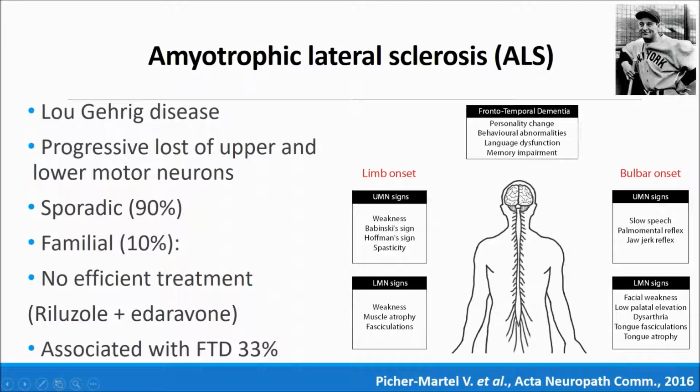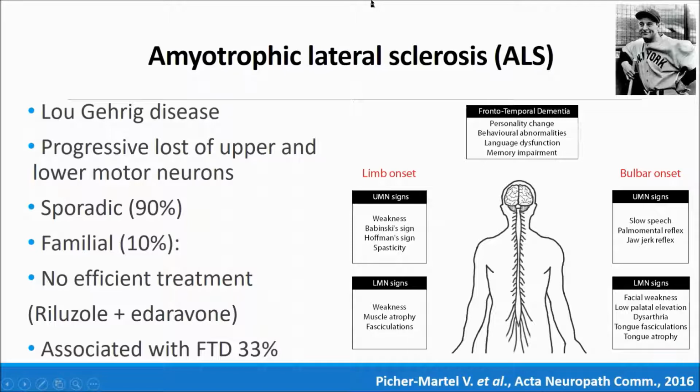For those of you who do not know, ALS, also called Lou Gehrig disease, is a progressive loss of upper and lower motor neurons, which leads to paralysis and eventually death within 2 to 5 years. There are two forms of the disease, the sporadic and the familial form. For the moment, there's no efficient treatment for the disease. We can give our patients riluzole, which increases the lifespan by about 1 to 2 months. And recently, edaravone was accepted by the FDA in the USA for the treatment, but it's not yet available in Canada.